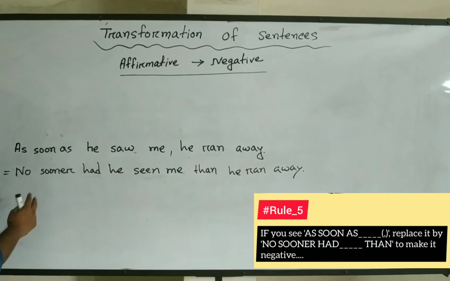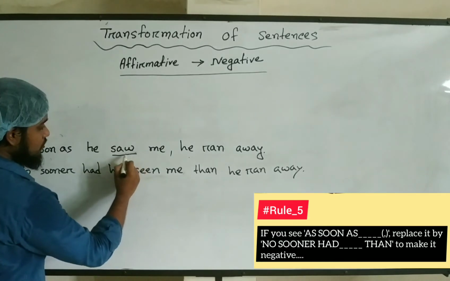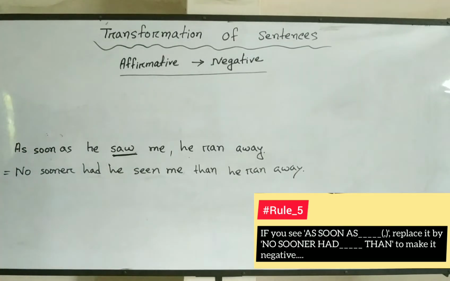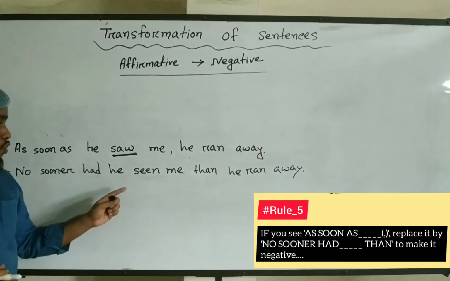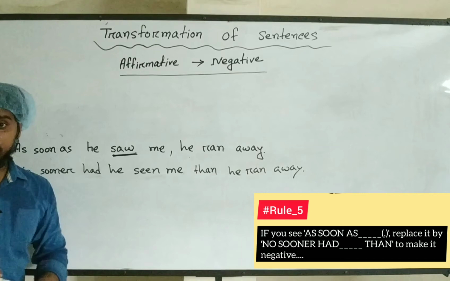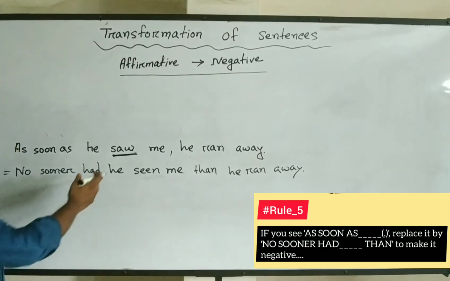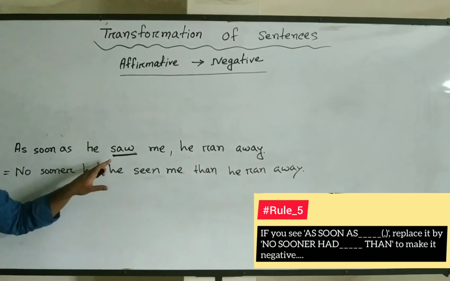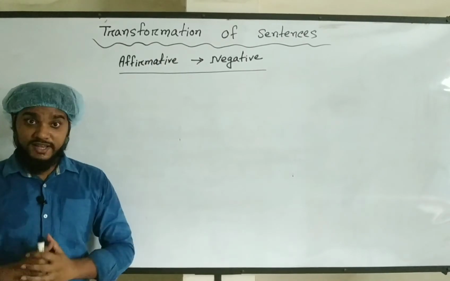Okay. In this sentence, we have to change the form of this verb. Because we know if had is used as an auxiliary verb, we need to write verb 3 after it. I mean verb in the participle form. That is why we have to change the form of this verb. We have to write seen instead of saw. Okay. Our next rule.